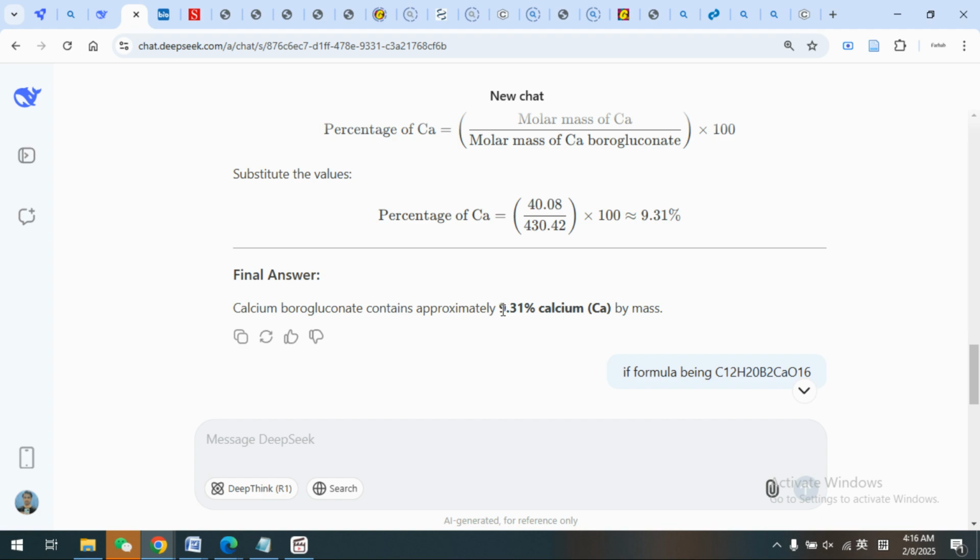It gave the final result that there is 9.3% calcium by mass in calcium borogluconate, but this is not correct. It is 9.3% calcium in calcium gluconate, not in calcium borogluconate, because it fetched online data saying the formula of calcium borogluconate is the same as calcium gluconate, so it made that error.